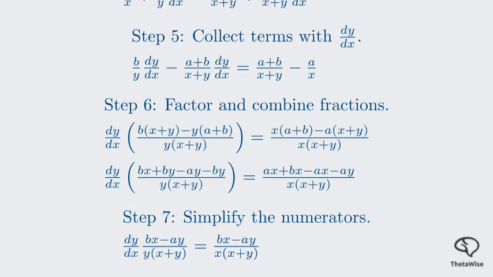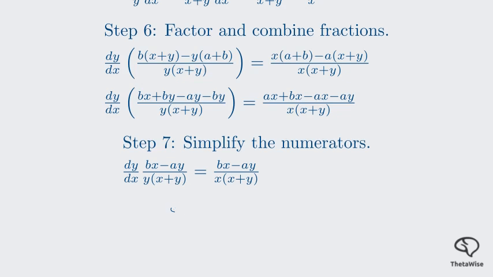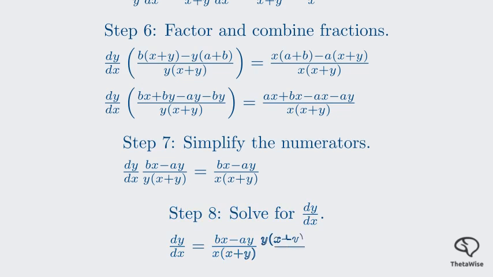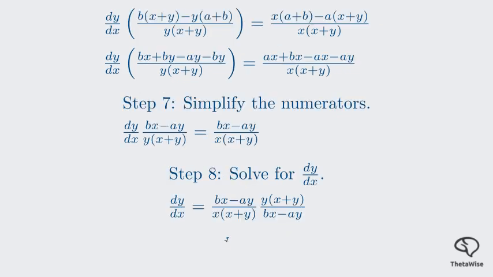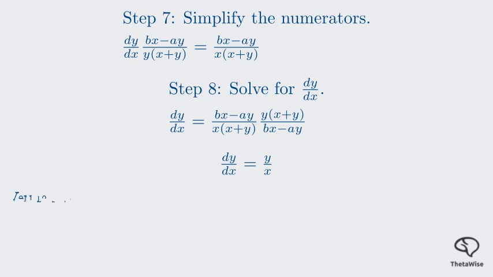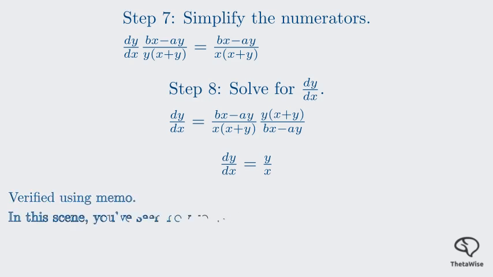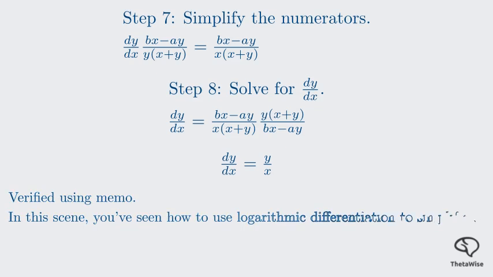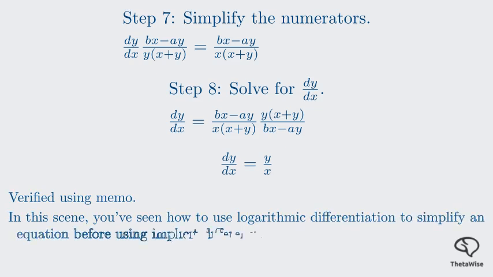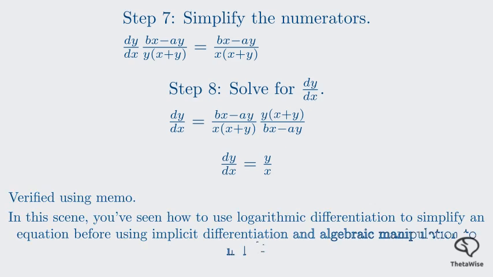To isolate dy/dx, we multiply both sides by the reciprocal of the fraction on the left. Multiplying by y times (x plus y) and dividing by (bx minus ay), we can see that a large number of terms cancel out. The term (bx minus ay) cancels, and the term (x plus y) cancels, leaving us with our final result: dy/dx equals y over x. And this proves the statement. We've verified our answer. This example beautifully demonstrates how combining logarithmic differentiation and implicit differentiation can solve problems that would be nearly impossible with just the product and chain rules.